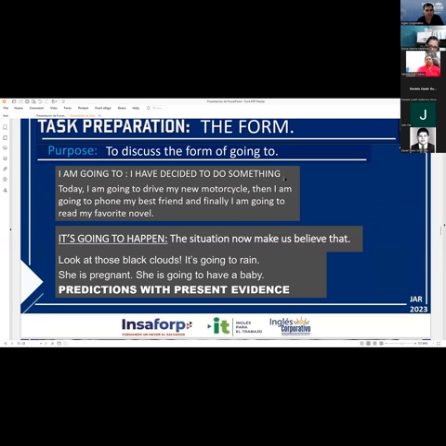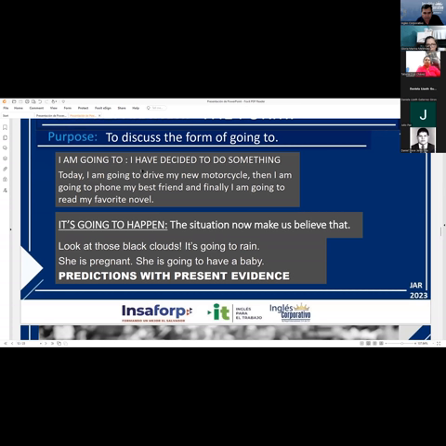The purpose is to discuss the form of going to. I'm going to means I have decided to do something. We're talking here about a decision. A decision that you make in the moment? No. A decision that you made before. So today I'm going to drive my new motorcycle. Then I'm going to phone my best friend. And finally, I'm going to read my favorite novel. That's what someone says I'm going to do.